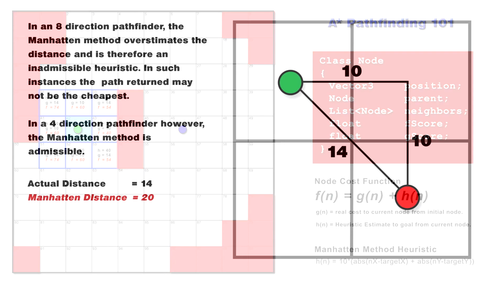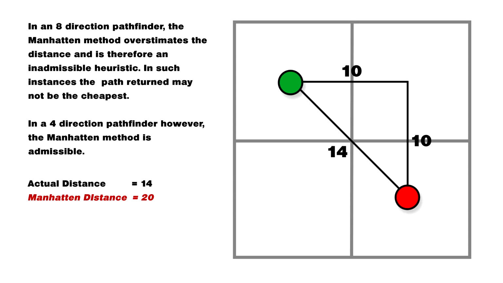For example, in this diagram, we can see that the true distance from the source to the target would actually be 14 using our diagonal movement cost. However, using the Manhattan method to estimate this distance, we would actually get a value of 20, a movement cost of 10 applied for both one node of horizontal movement and one node of vertical movement. This means we are overestimating the remaining distance, and therefore it's not guaranteed to always give us the shortest path, such as in this example. Such a heuristic, where the shortest path is not guaranteed, is said to be inadmissible.